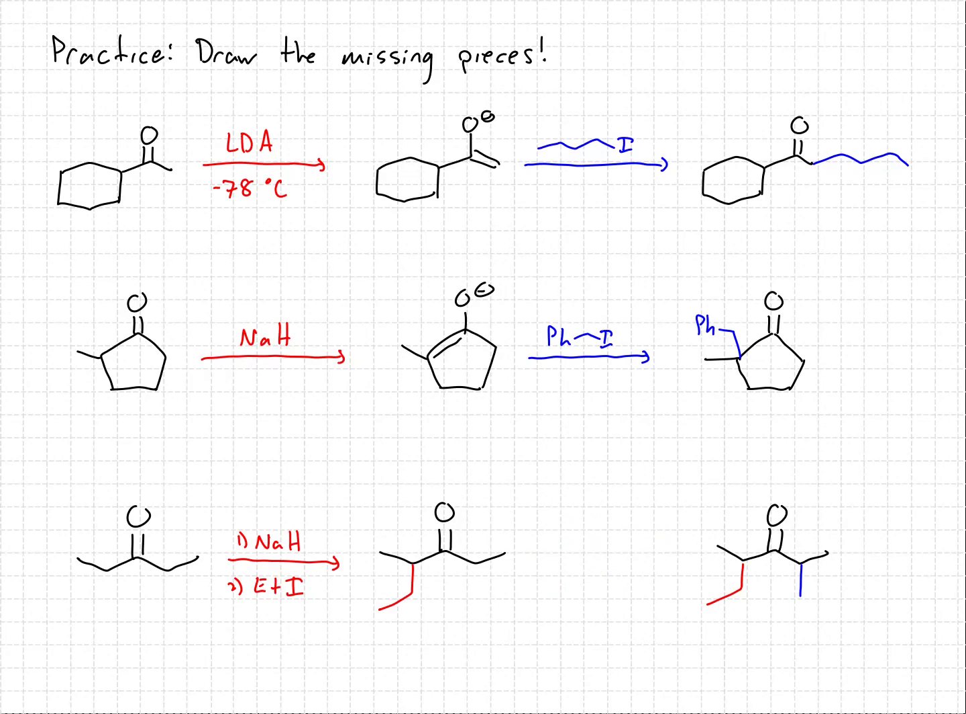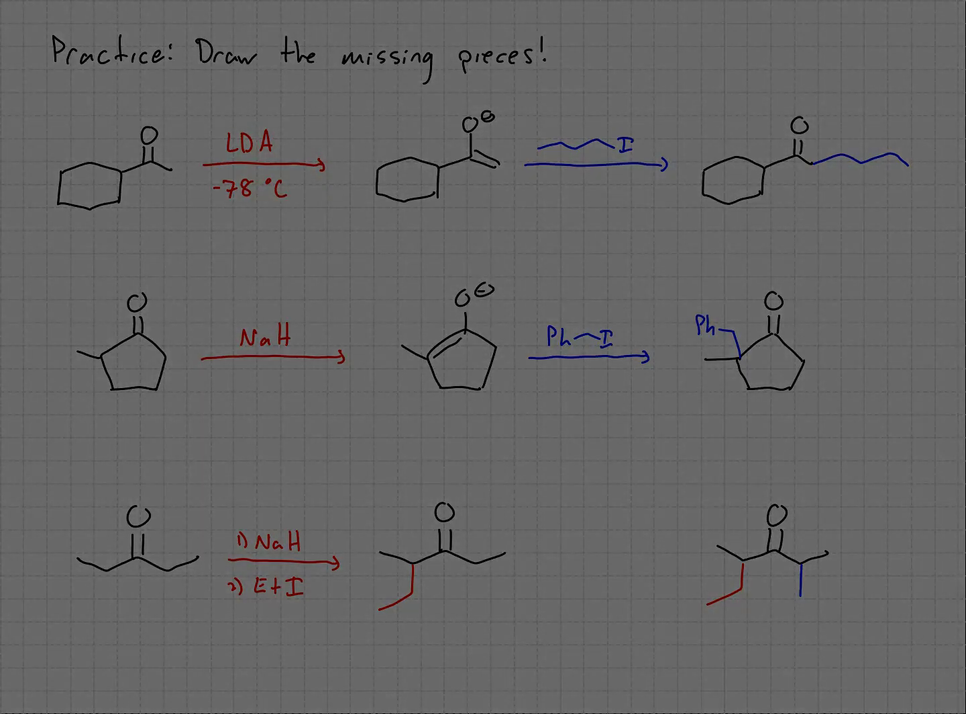Next, we'll talk about a related reaction which will allow us to add a halogen to the alpha position of ketones, aldehydes, and carboxylic acids.